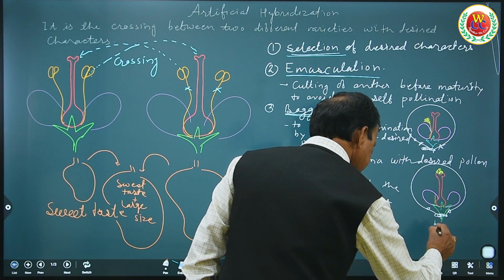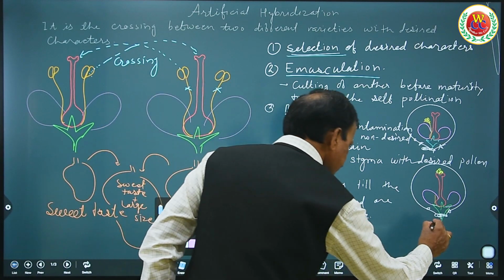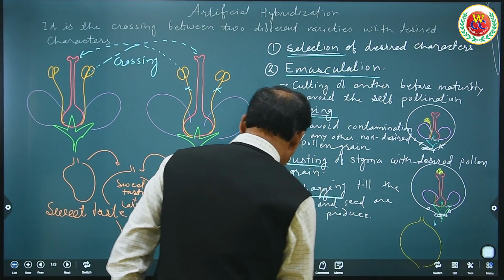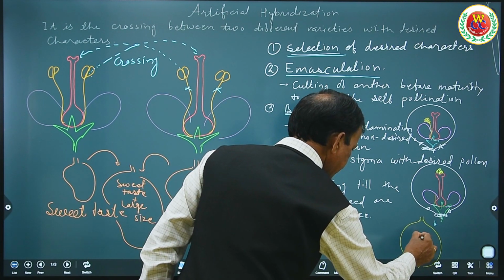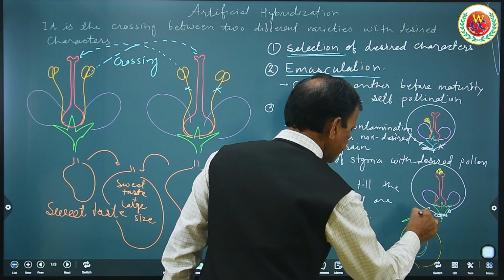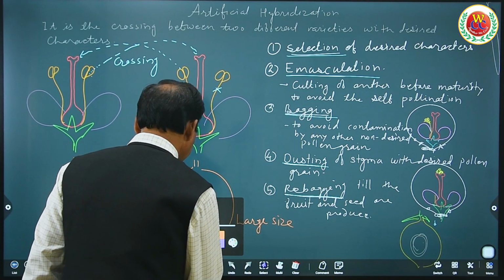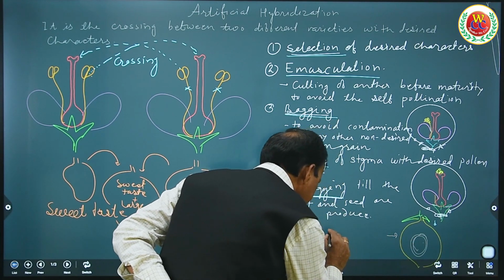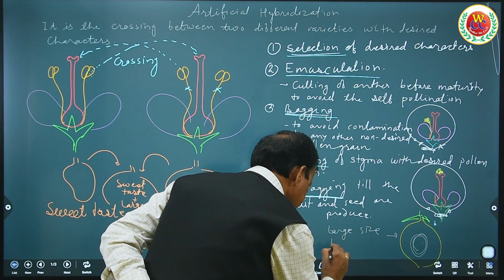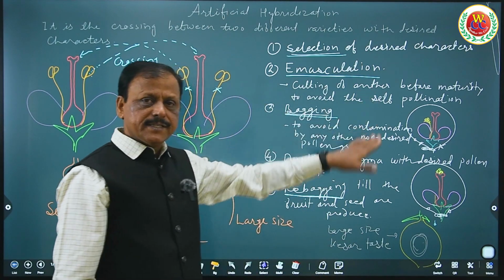Now we will finally obtain a large size mango with desired characteristics. So here this is a mango, a large size mango with Kesar taste. So finally we obtain this mango having both the characters, size is large and Kesar taste. So finally this hybridization is completed.